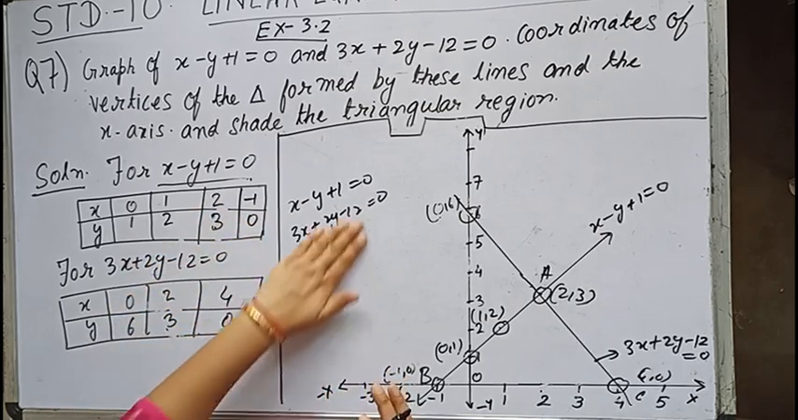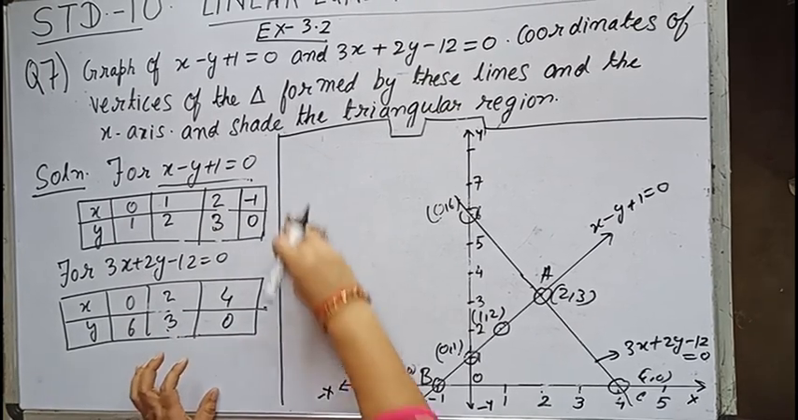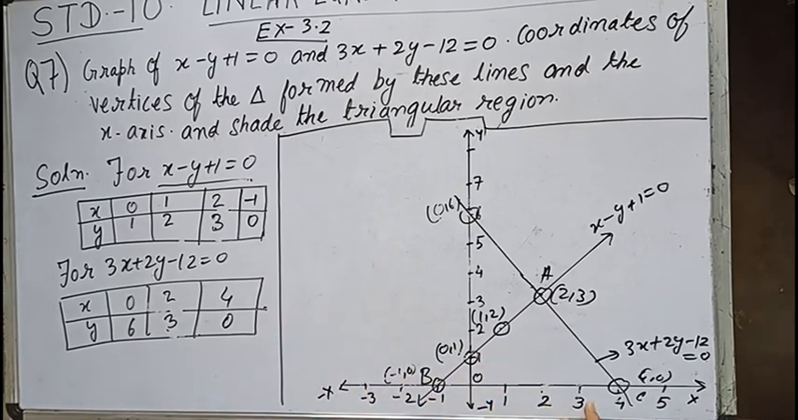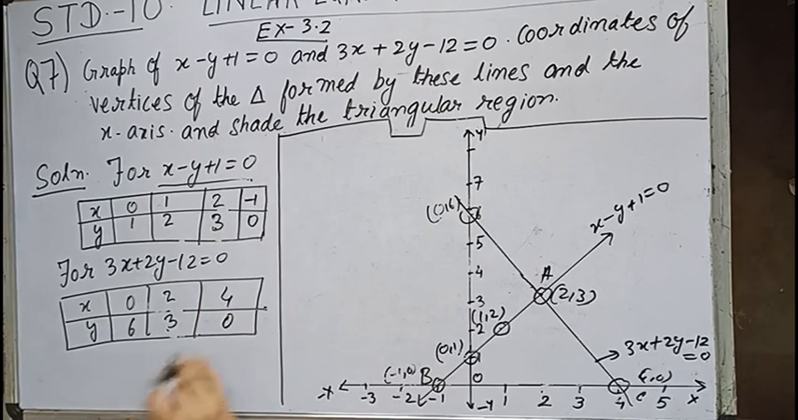So let us proceed further. We have drawn the graph of the two lines. Now we know the triangle also. So second part, coordinates of the vertices of the triangle. So let us write now.